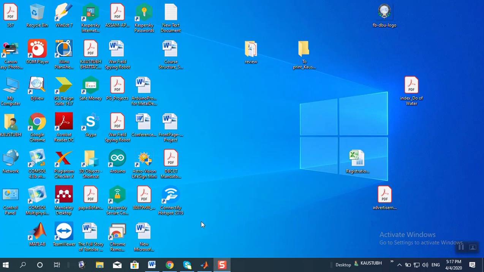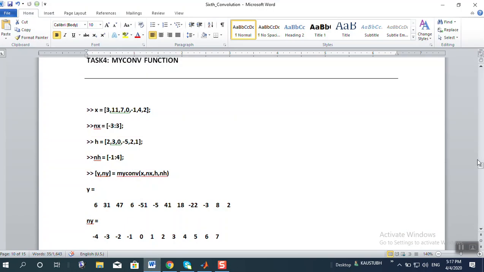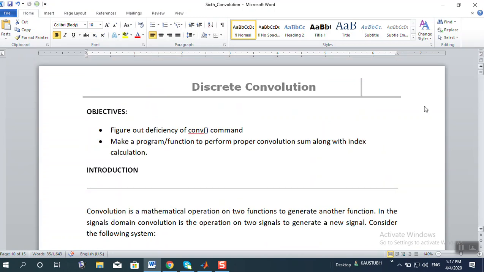Today I am going to explain the convolution, how the convolution can be done in MATLAB, the detailed procedure of MATLAB code for the convolution. So we'll follow this document, discrete convolution. Hope you all know already the detail about the convolution, how mathematically or numerically we do the discrete time convolution.